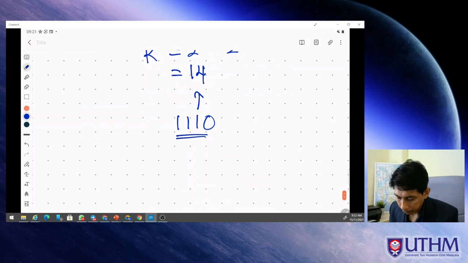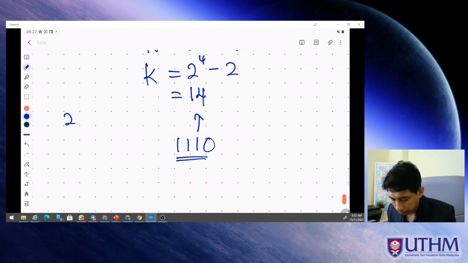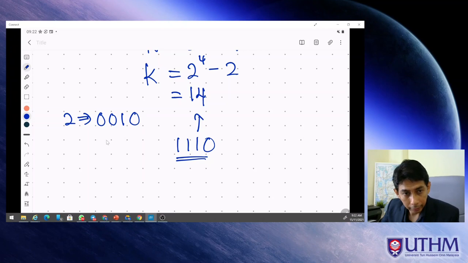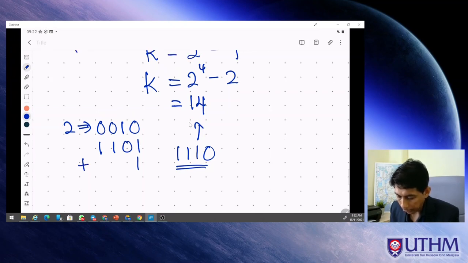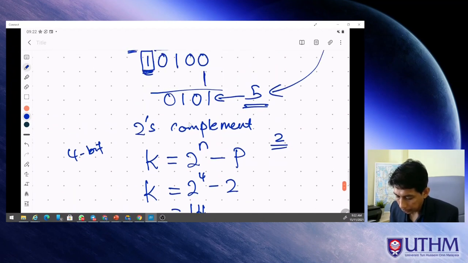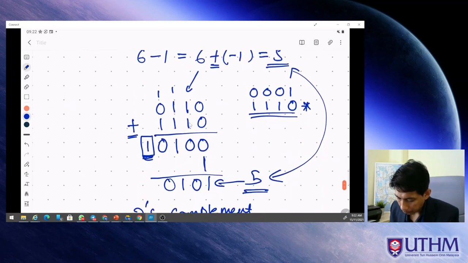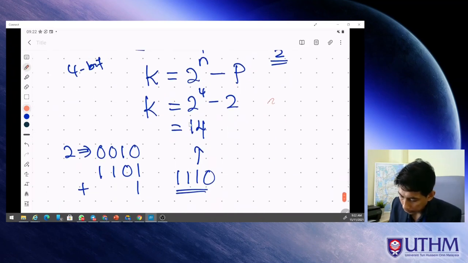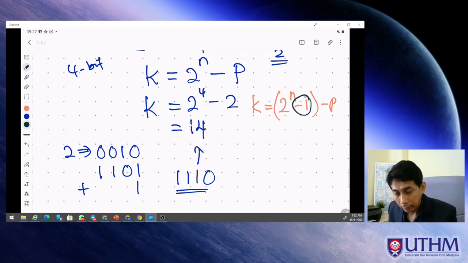And let's look at this. If you have number 2, in binary it is 0010. Let's derive the first complement for this number. So we have 1101. And look at the equation: the first complement equation is k equal to 2 to the power of n minus 1 minus p, right? We remove this term out to get the second complement.